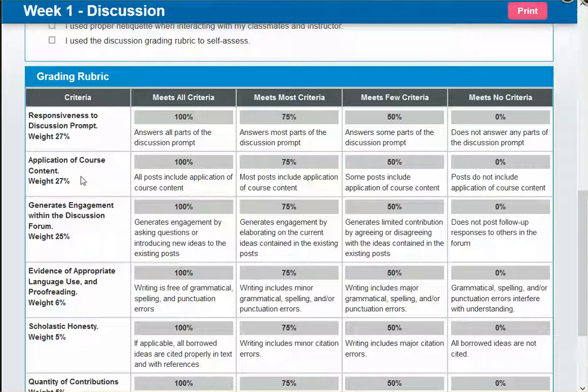The application of course content says all posts include application of course content, or to reduce your grade a little bit, if only most posts include application of course content, or some posts or posts do not include any application.